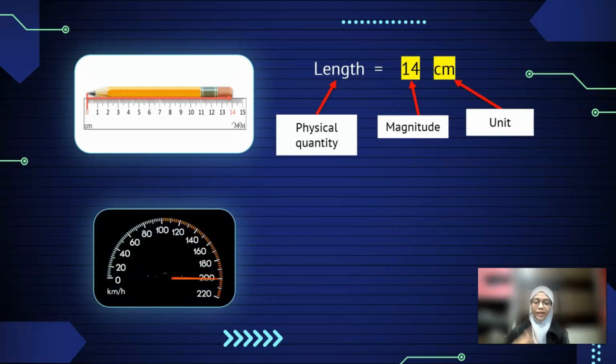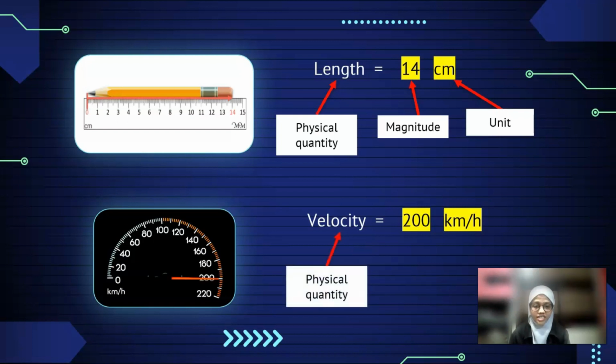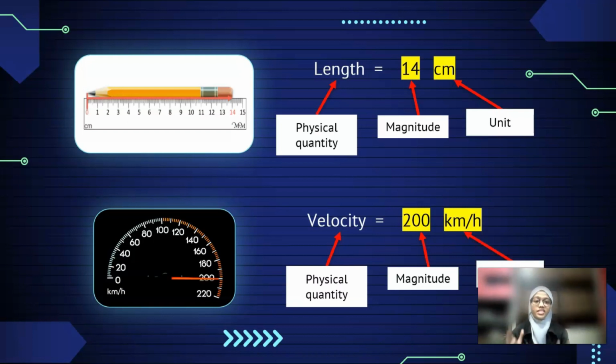Next, we want to measure what is this car's velocity. So the velocity of this car will be 200 km per hour. The velocity will be the physical quantity, 200 will be the magnitude, and finally its unit is kilometer per hour. So basically, we can express physical quantities in terms of magnitude and also unit.